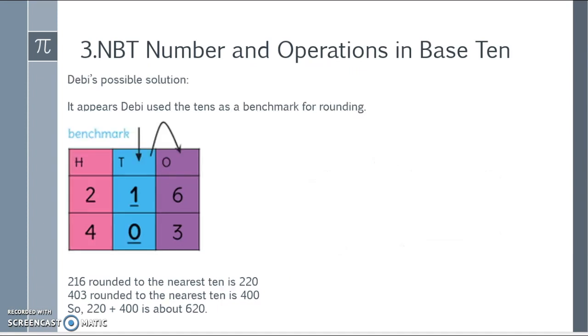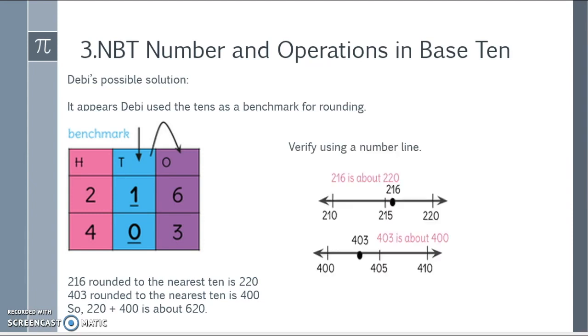Let's look at Debbie now. Debbie used the tens as a benchmark for rounding. Rounding 216 to the nearest 10 is 220, and rounding 403 to the nearest 10 is 400. So she gets 220 plus 400, which is about 620. Verifying on the number line, 216 is about 220 and 403 is about 400 when rounding to the nearest 10.